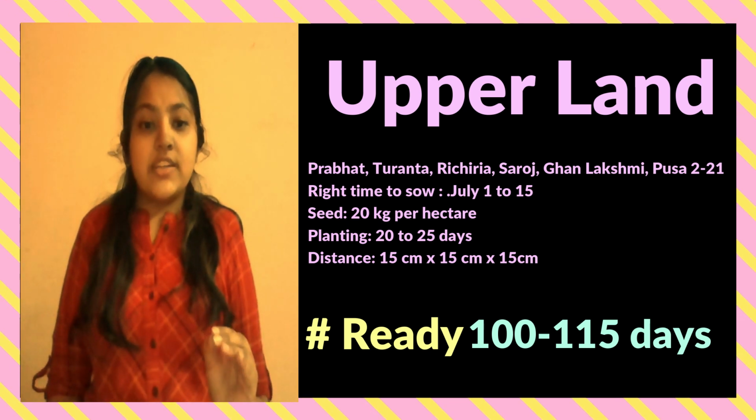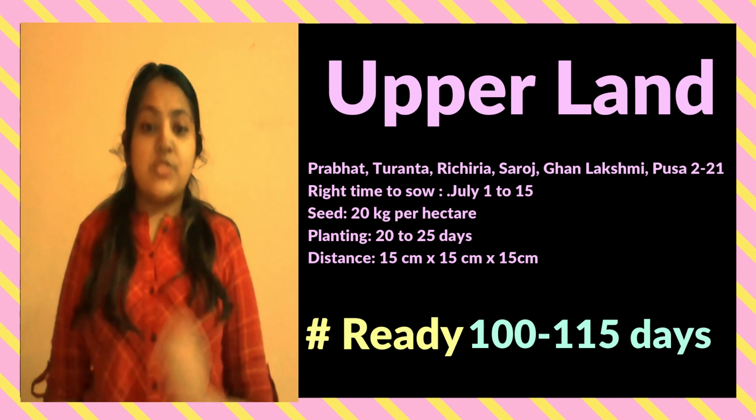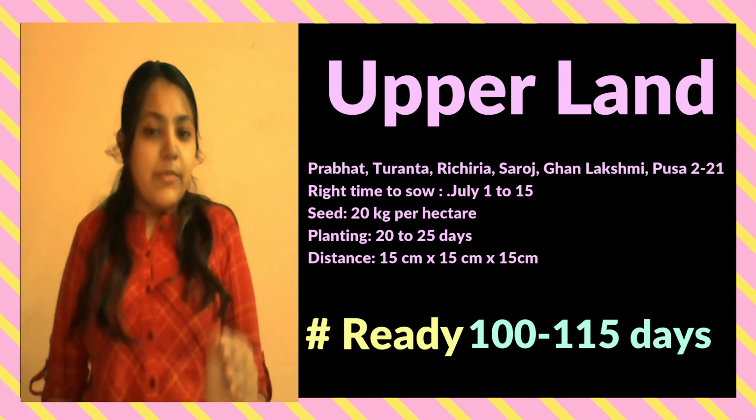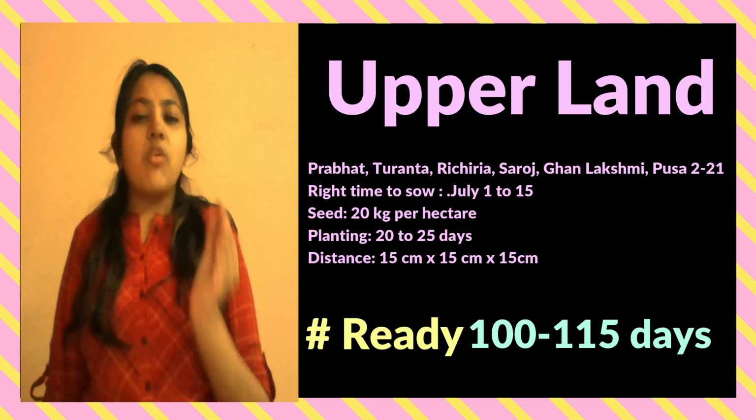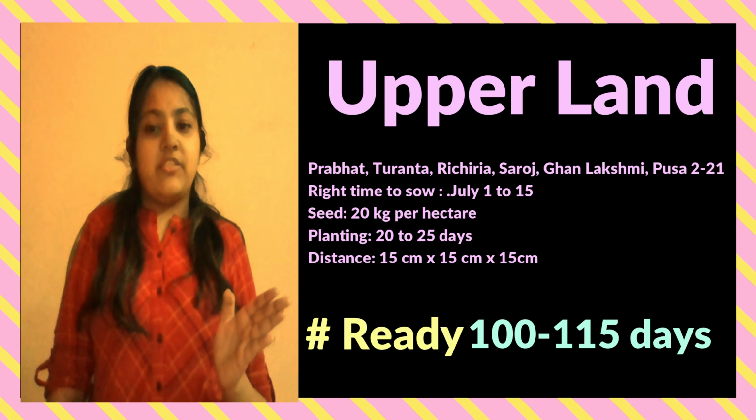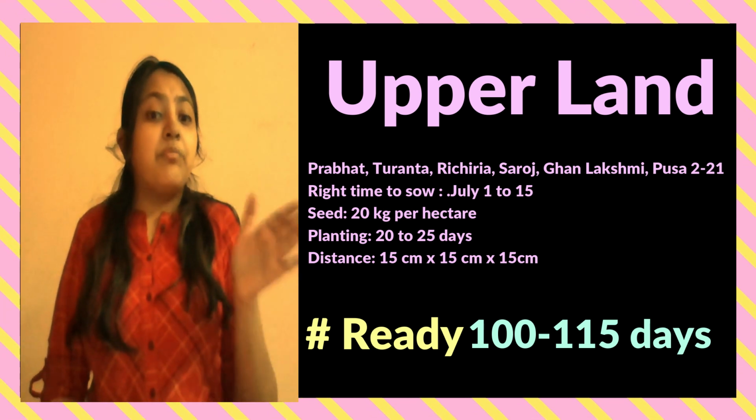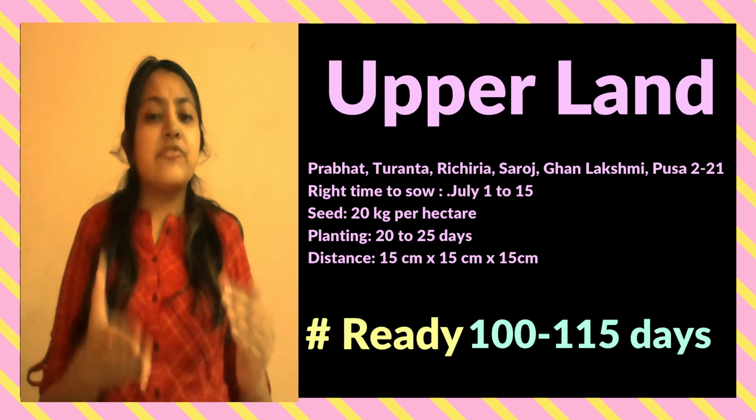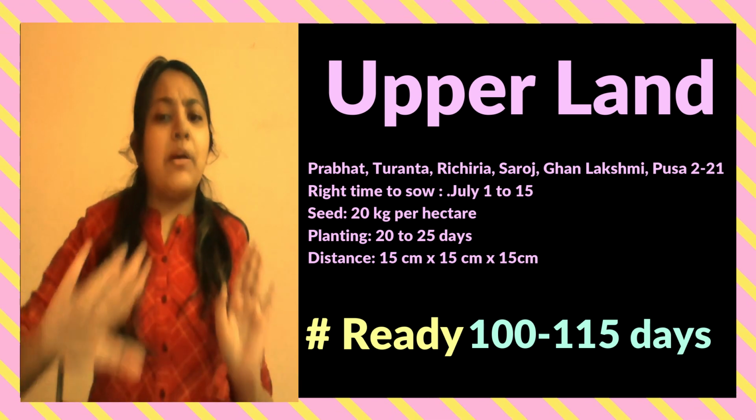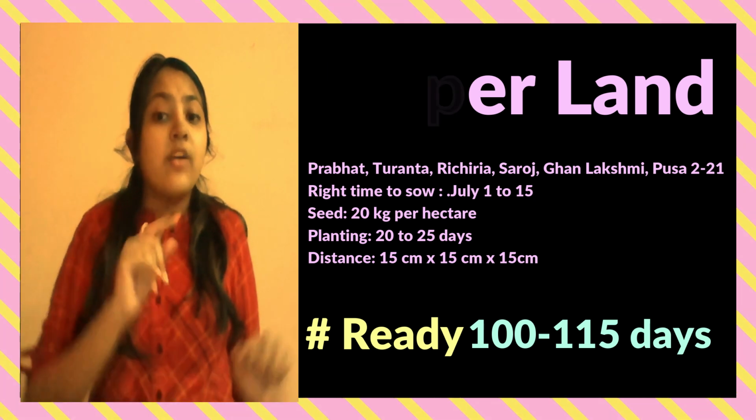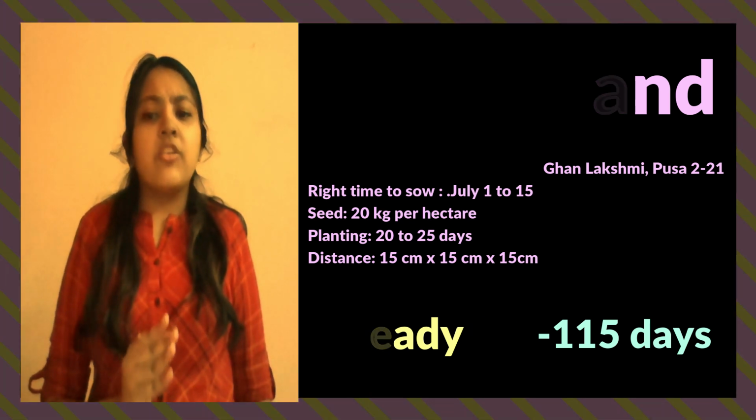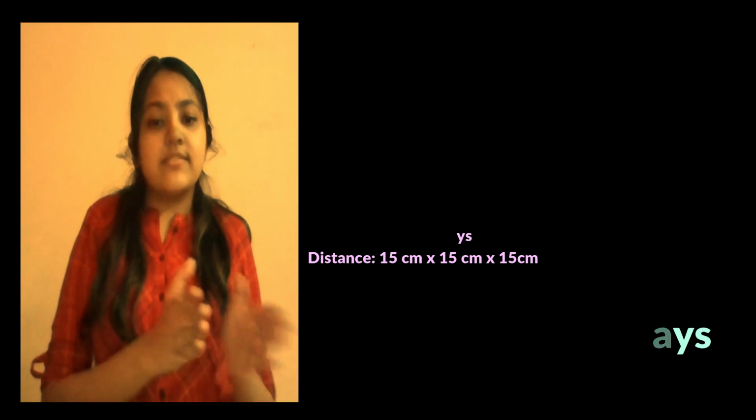July 1st to 15 is the right time to sow these. The recommended seed of this is only 20 kg per hectare. When it is 20 to 25 days, then plant it in your fields and 15 cm apart from one plant to another, and also 15 cm of line to line distance.